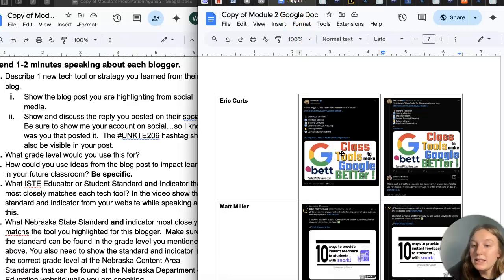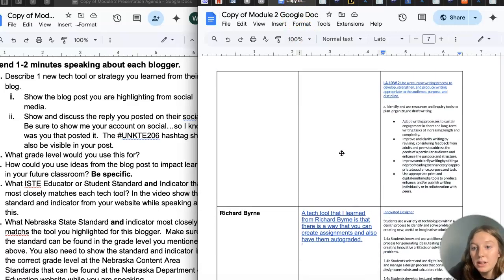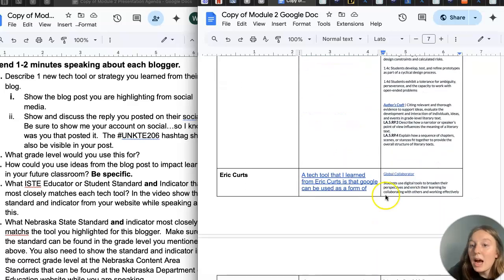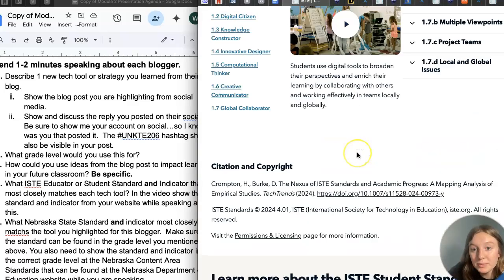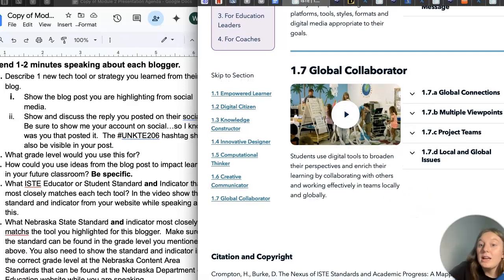Then for my ISTE standard, I put Global Collaborator. So it is digital tools to broaden their perspectives and enrich their learning by collaborating with others and working effectively in teams locally and globally. I put this because it talks about using their digital tools to collaborate, and that's a lot of what the blog he wrote about was having classroom management, so they're able to collaborate within their classes.